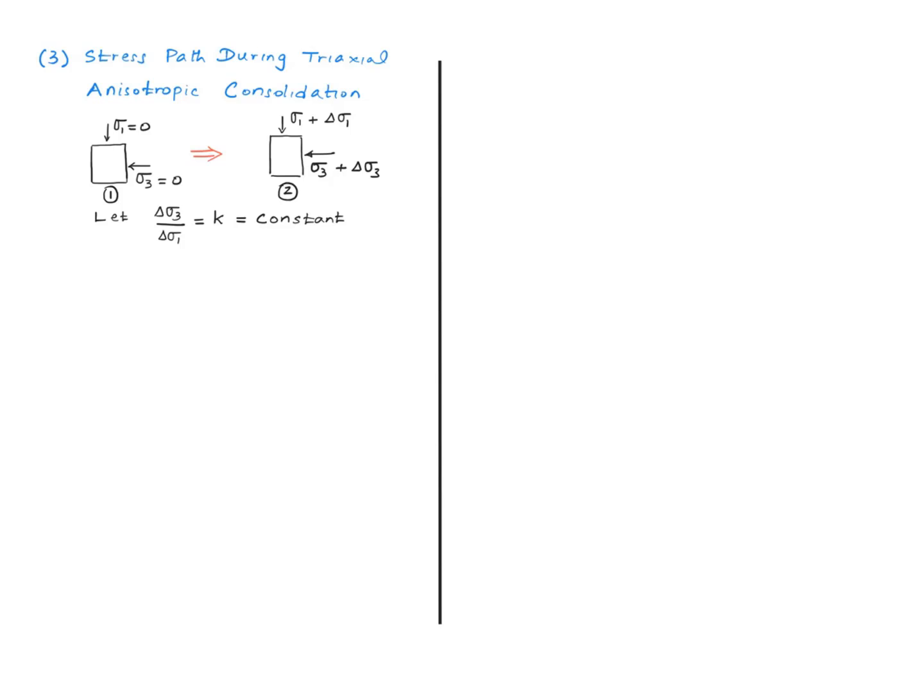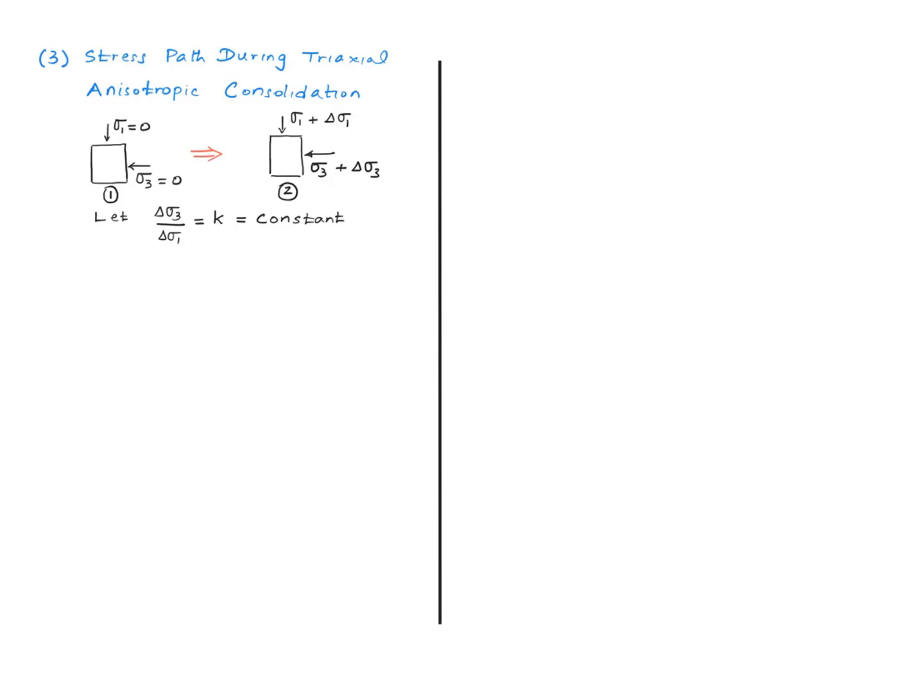What do we do in a standard triaxial test? Well, we increase the cell pressure, right? So sigma 1 and sigma 3 increase by equal amounts all the time. So something like that is what is called isotropic consolidation. So because both delta sigma 1 and delta sigma 3 are equal to each other, K is basically 1 for isotropic consolidation. K will be different from 1 for anisotropic consolidation.